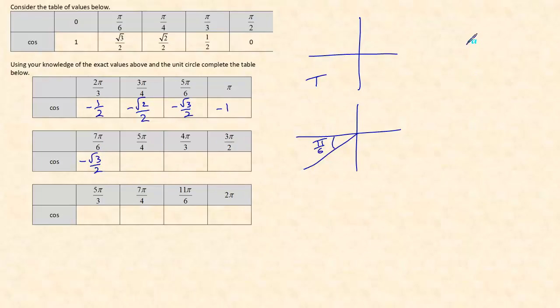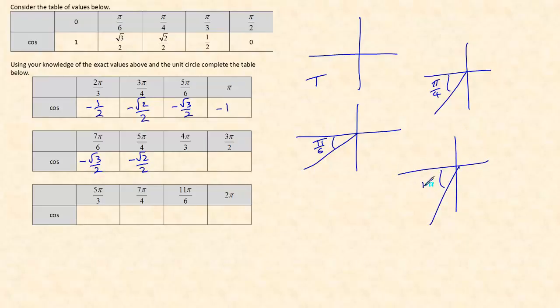And then for the 5 pi by 4, which is here, the acute angle is pi by 4. So that's going to be negative root 2 over 2. And then for the 4 pi by 3, that's down here, so that the associated acute angle is pi by 3. So that one's going to be negative a half. And then for 3 pi by 2, which is here, the coordinates on the unit circle are 0 and negative 1. The cosine is always the x coordinate. So that's that one there. Now 2 pi, we're all the way back to the beginning, so we know that's going to be 1.